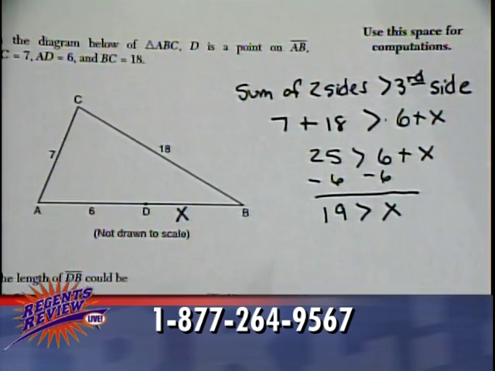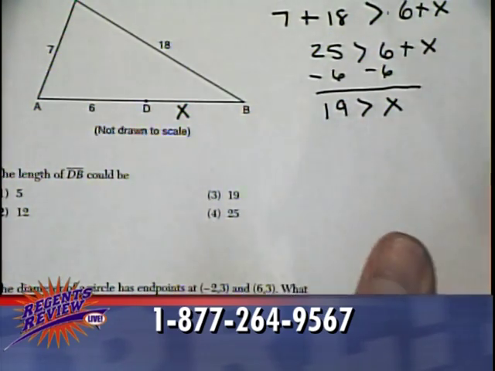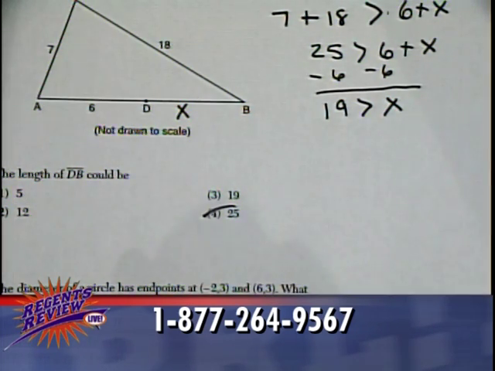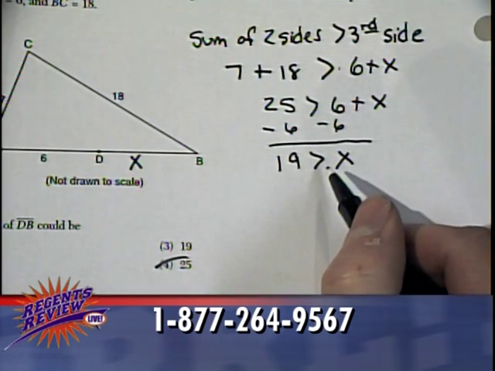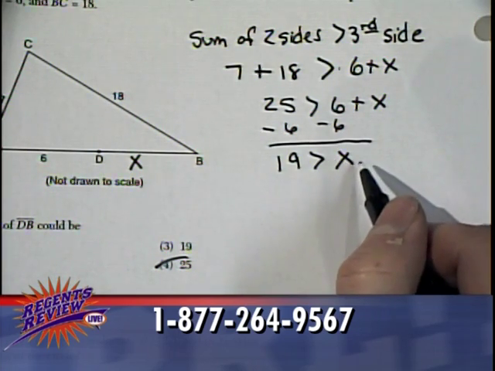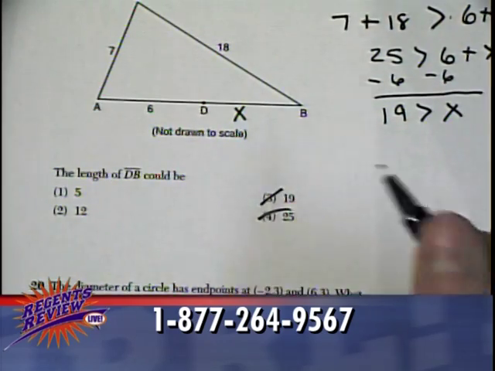So let's go to my choices, because you're going to find something interesting here. 25, ooh, absolutely not. 25 is not less than 19. Sorry. What about 19? Interesting. Well, take a look. There's no greater than or equal to symbol here, so I'm not going to use 19. It has to be less than 19, not less than or equal to.